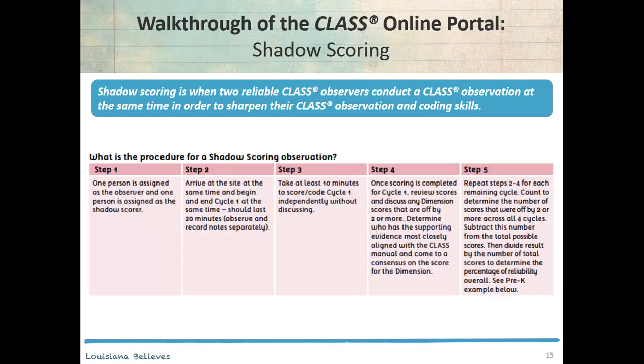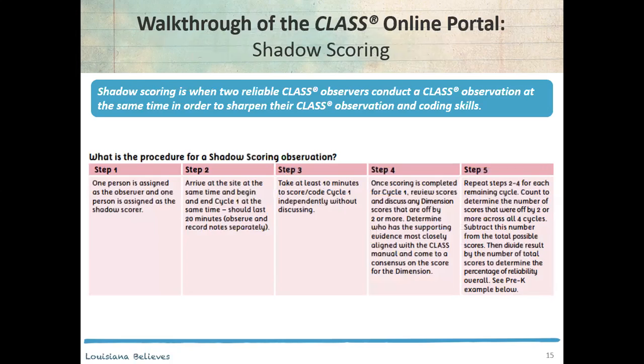So, like I mentioned earlier though, let's say that you're doing a shadow scoring observation. You'll recall that 10% of classrooms at every site, each observation period, need to be shadow scored. So it's likely that you'll be involved in this process at least once a year. So shadow scoring, first of all, is a definition. This is whenever 2 reliable class observers conduct a class observation at the same time with the goal of sharpening their observation and coding skills.